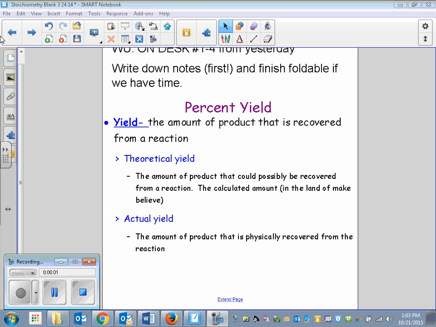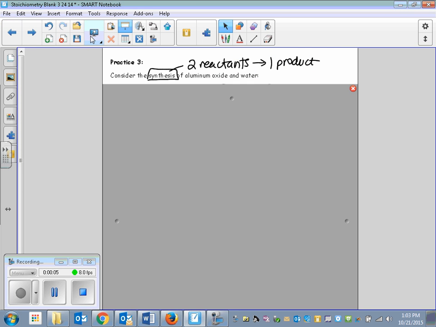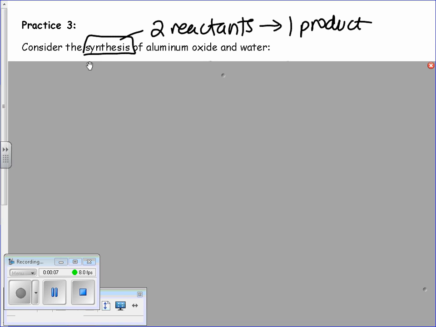Any of these problems. I can give you some equations with 15 different reactants and products, but if you know the process, you're good. You know how to go for it. So whenever it's something stated like this for a reaction, it says synthesis. Synthesis means takes two reactants down to one product. You got that so far?